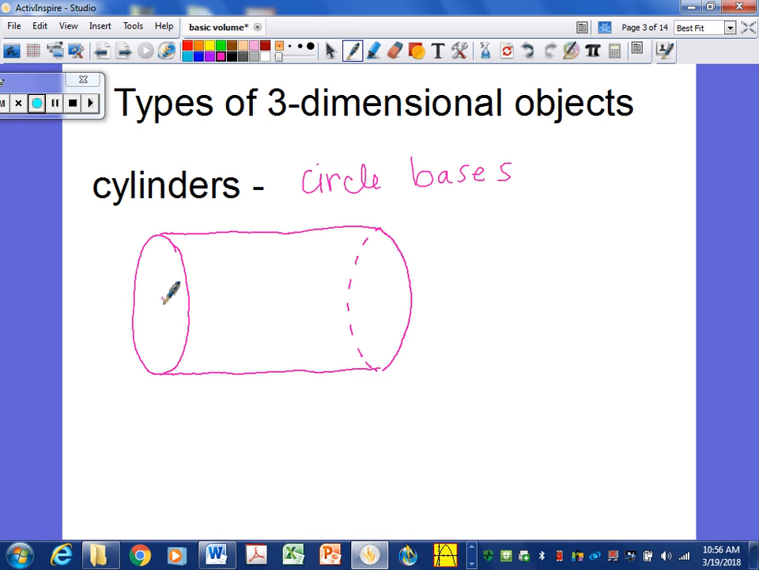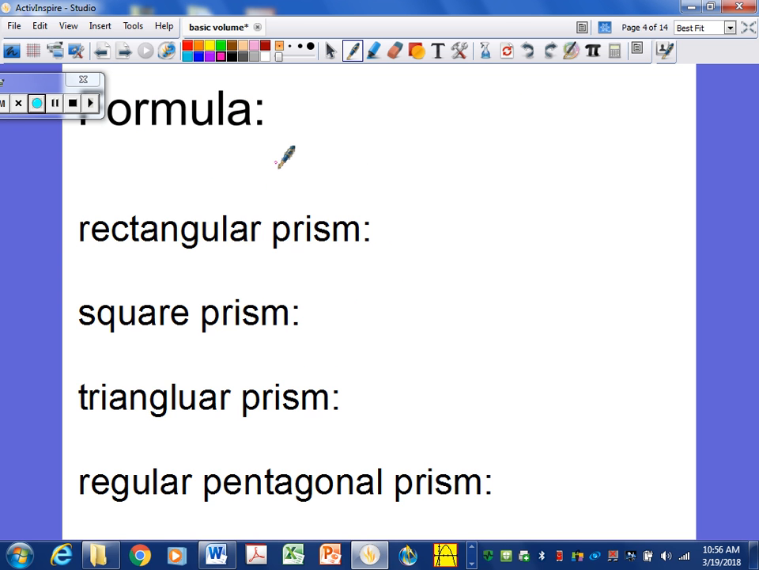Okay, for a cylinder, we need to know a couple of things. Here's the radius, and the height for your cylinder is this straight distance, the distance in between your bases. Okay, so cylinders are not prisms, cylinders are cylinders. They can be solid normally for our stuff. Okay, but either way, they all have the same formula. Prisms and cylinders all have the same formula.